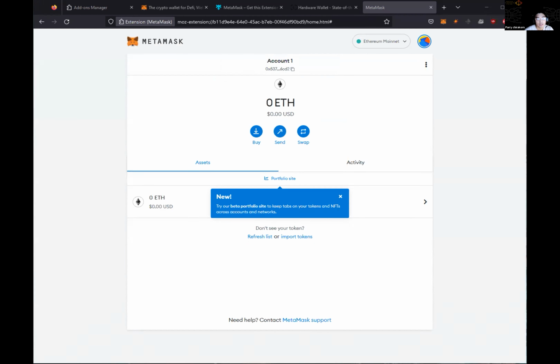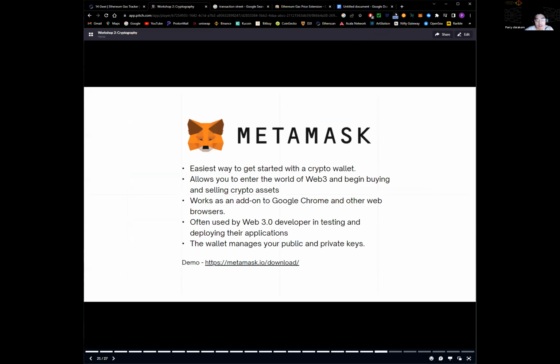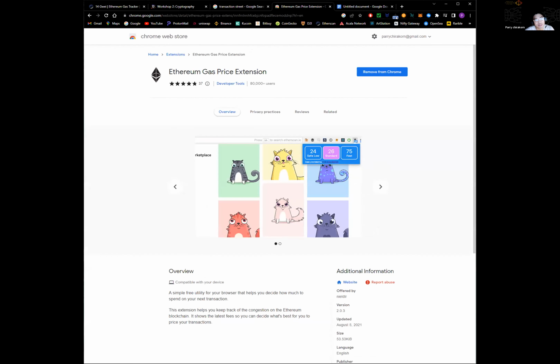Yep, here we go. Some cool extensions are the Ethereum gas price extension, which is great because you can keep track of the gas. Let's say the network's really busy, something was dropped, something's minting. You don't really want to send funds during that because it could cost you a lot.